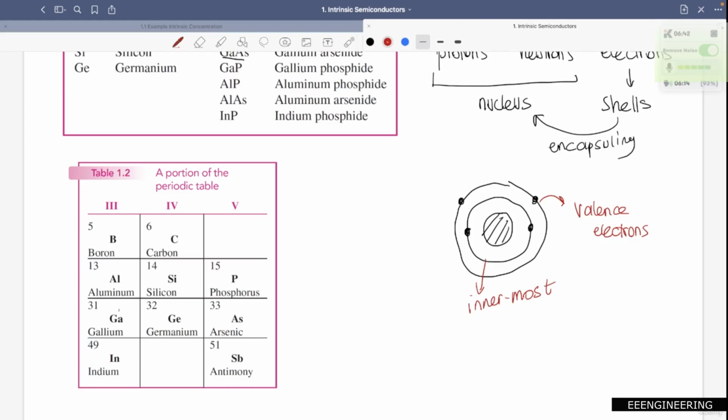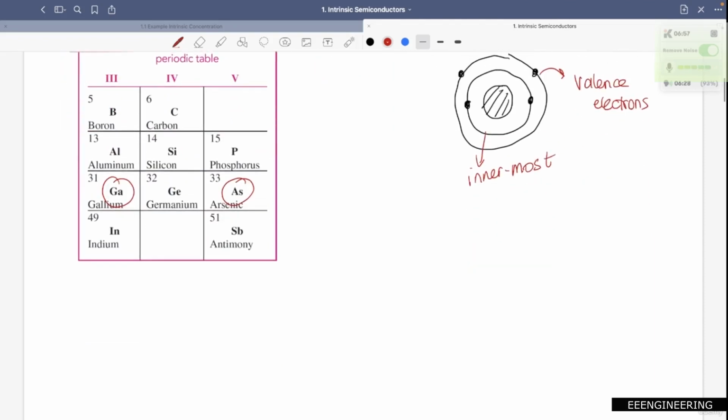Say gallium arsenide in here. Gallium is not a semiconductor itself. Arsenic is not a semiconductor on its own, but their compound is a semiconductor that is used for high-speed and optical devices. So we're going to take a look at the silicon atom.